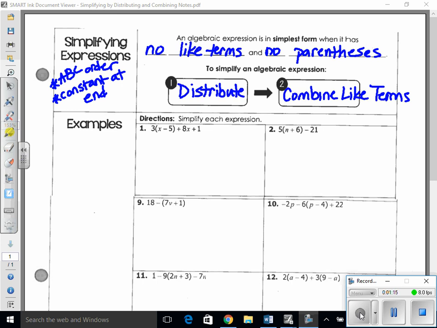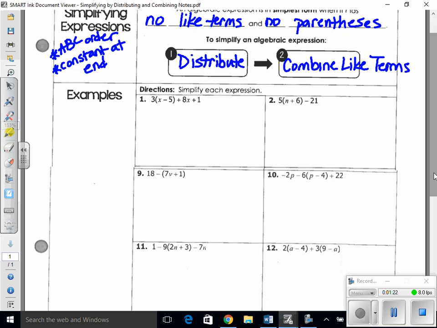All right, so once we follow these steps and we use our numbers correctly, we should end up with a simplified answer. So I'm going to work out all of these problems that you see as examples and talk you through them to show you what to do and how to understand them, and then you will get to practice some on your own and in your homework.